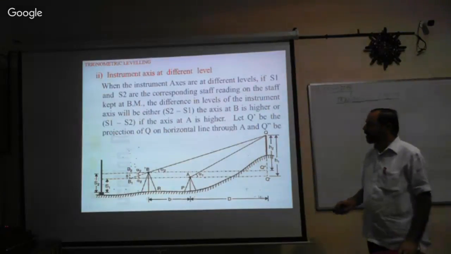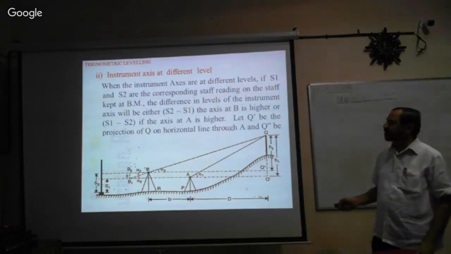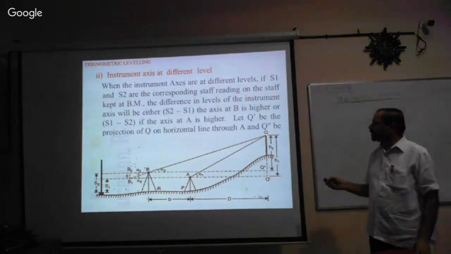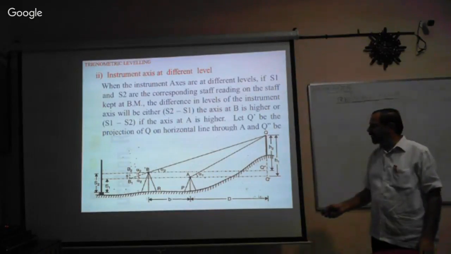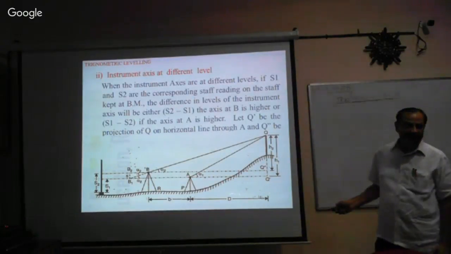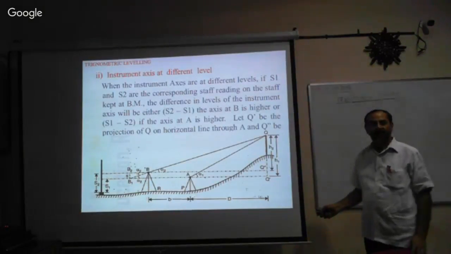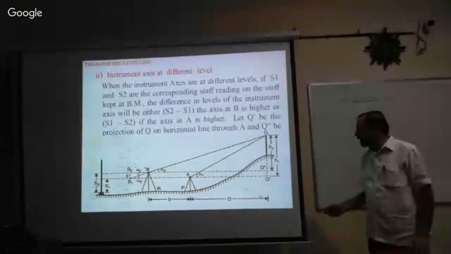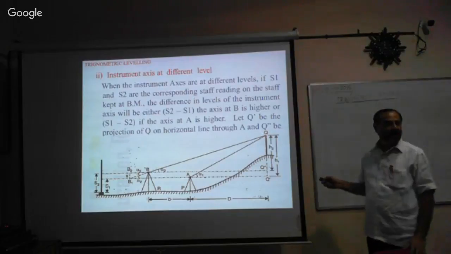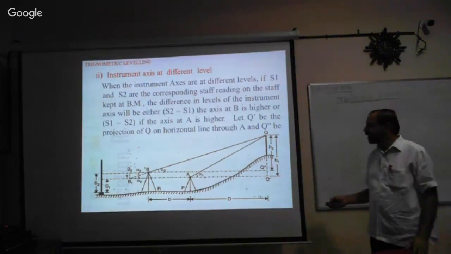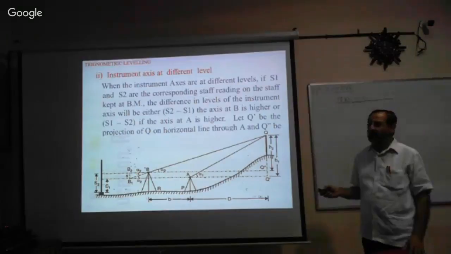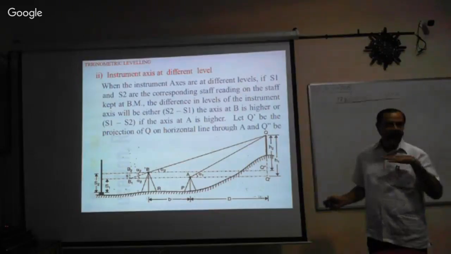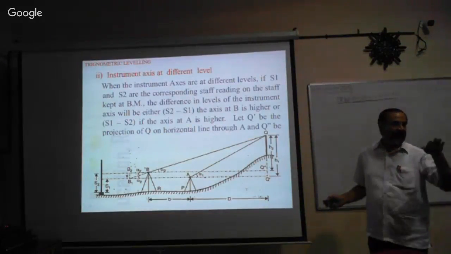Now please remember, if you want to calculate the elevation of this object P, object Q, and also the distance between the first instrument station and the object, that is the horizontal distance, and we need to calculate the elevation. Distance and elevation we need to find out. Now in the previous case, both the axes were coinciding, on the same line, isn't it?